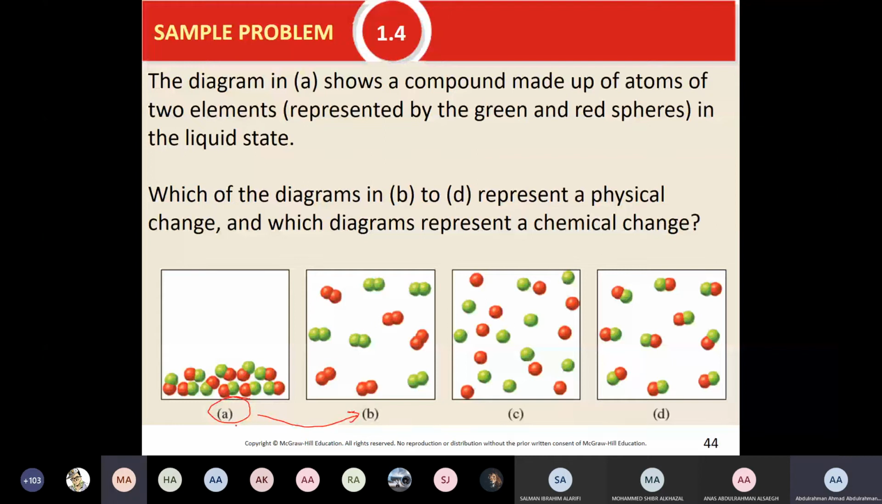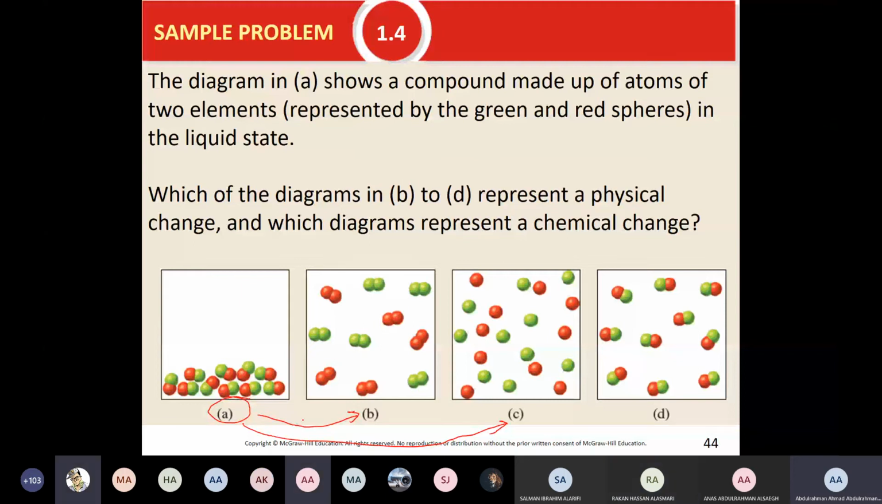Good. How about from A to C? Chemical change also. Why? They were combined and separated. Now the green with the red were together, and now the green is alone and the red is alone. Clear? Good.